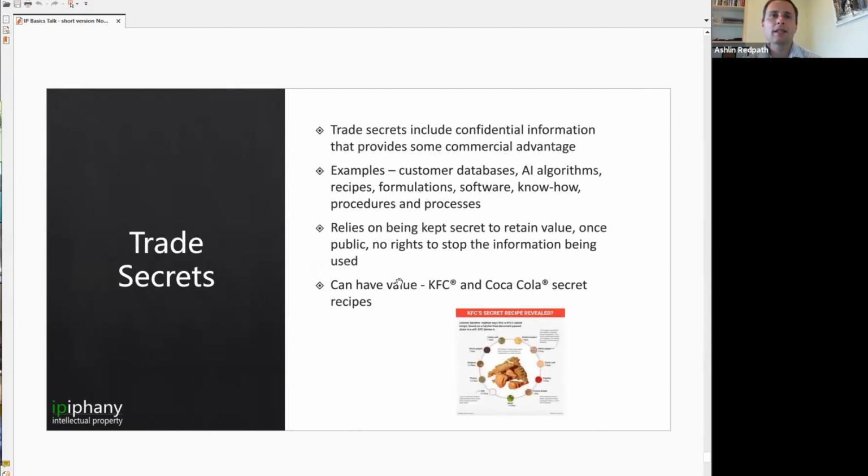I will just touch on trade secrets. We mentioned Coca-Cola before, and KFC also kept their recipe as a trade secret. Pretty sure people know what it is now, but for a long time they relied on that trade secret. So your trade secrets include any confidential information that you have that provides commercial advantage. So your customer databases, AI algorithms, your software as a service backend, things like that.